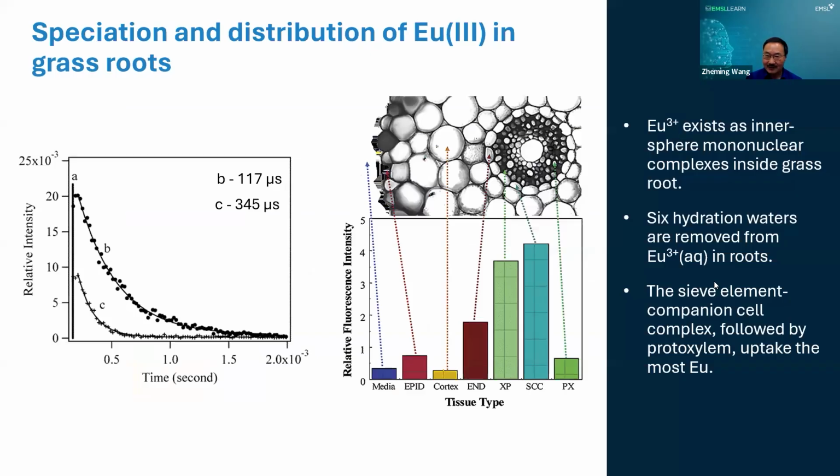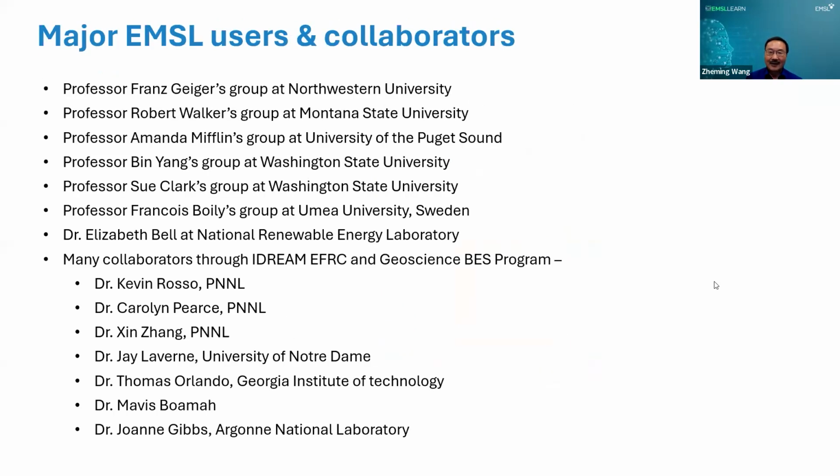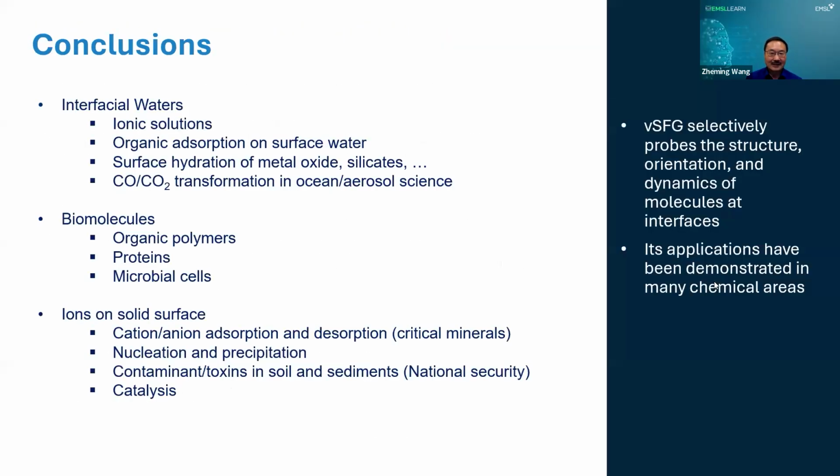By doing a cross section, we can also see at different root elements how the europium is being distributed. This can have a lot of usefulness, both for phytoremediation, phytoextraction of critical elements, and other studies. Okay, I think that's all the cases I wanted to show. And we have many collaborators, EMSL users, who have contributed to this work. I'm not going to go through it in any detail.